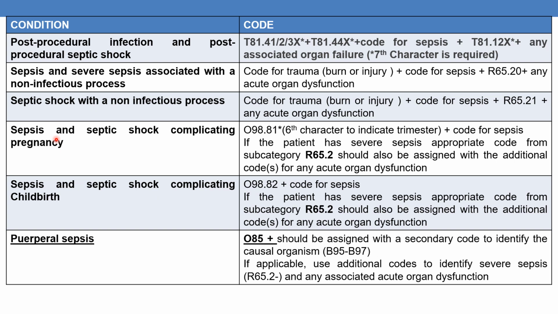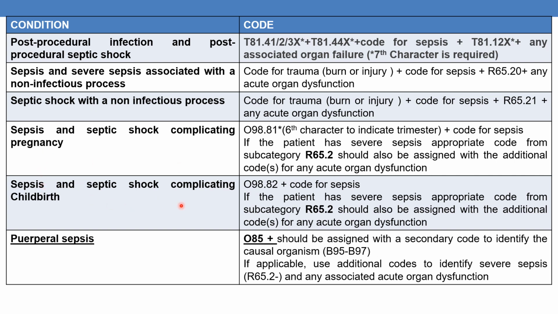Next, coming to OB case, sepsis and septic shock complicating pregnancy. For sepsis and septic shock complicating pregnancy, the code must be O98.81. This requires a sixth character to indicate the trimester. Sixth character 1 to indicate first trimester, 2 to indicate second trimester, 3 to indicate third trimester, and 9 to indicate unspecified trimester. Plus code for sepsis. And if the patient has severe sepsis, appropriate code from R65.2 should be coded additionally. Along with it, if there is any organ dysfunction, that must also be coded.